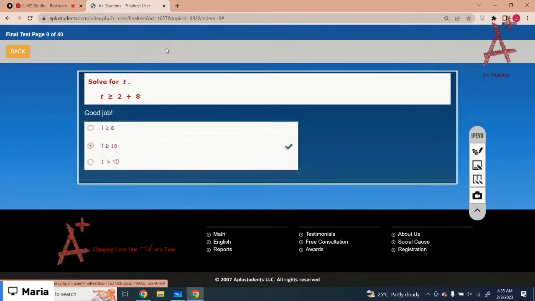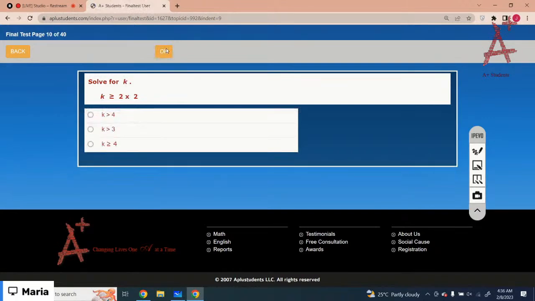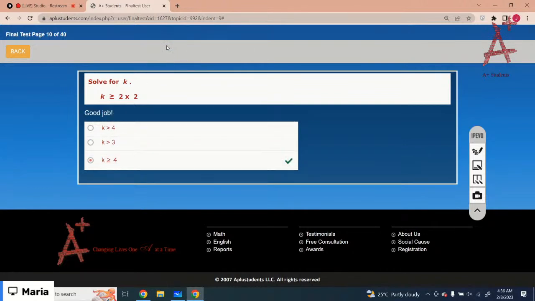Okay, so the next one is k is greater than or equal to 2 times 2. So 2 times 2 is 4. So it would be k is greater than or equal to 4. The correct option is k is greater than or equal to 4. The second one is the correct option.